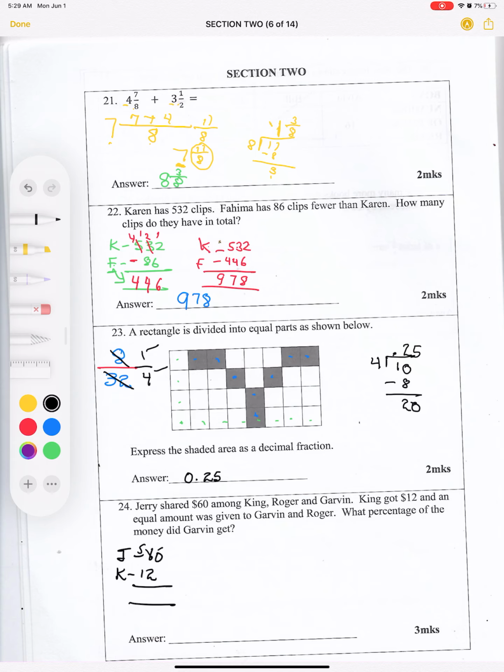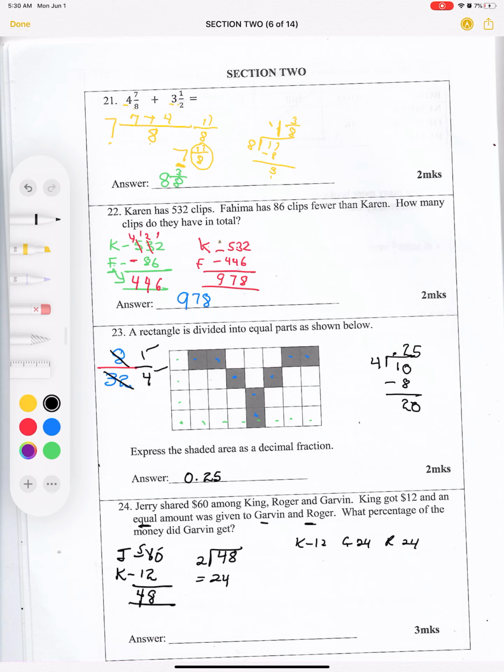So 10 take away 2, which we could do mentally. 10 take away 2, 8. 5 take away 1, 4. So Jerry now has $48, and that $48 he's sharing equally between Gavin and Roger. So 48, which we know by heart, divided by 2 equals 24. So it means King has 12, Gavin has 24, Roger has 24.